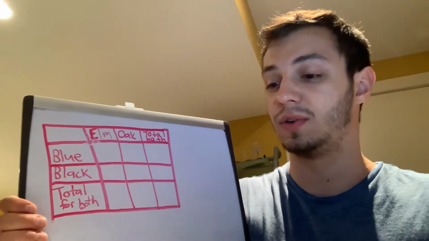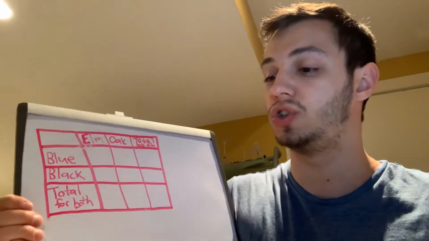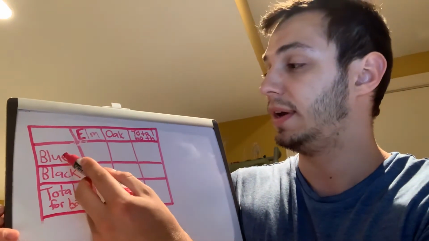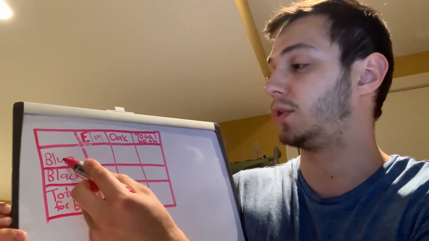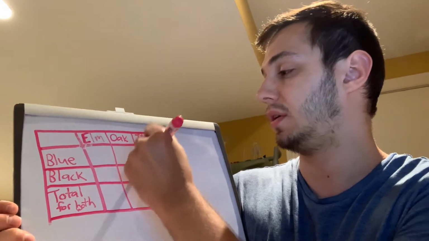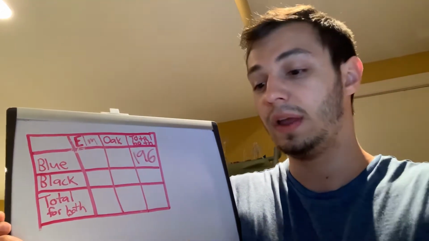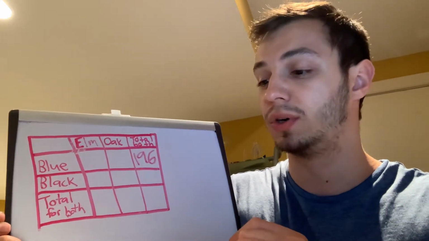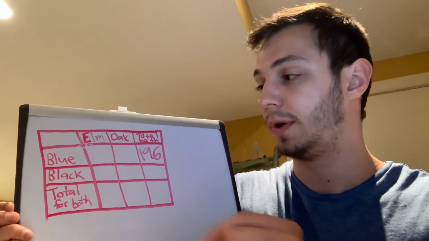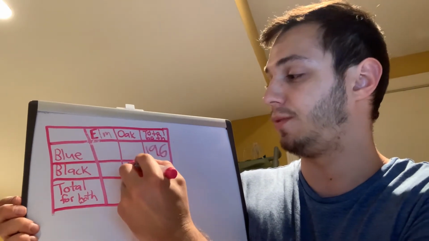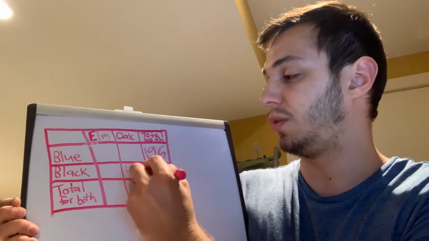Fact 1 tells us that there was a total of 196 bluebirds. So I'm going to look at bluebirds, and it's going to be the total for both streets. So 196 will go in the last column, just like that. Fact 2 tells us that there were 421 blackbirds on Oak Street. So I'm going to look at where it says blackbirds and Oak Street and write 421.